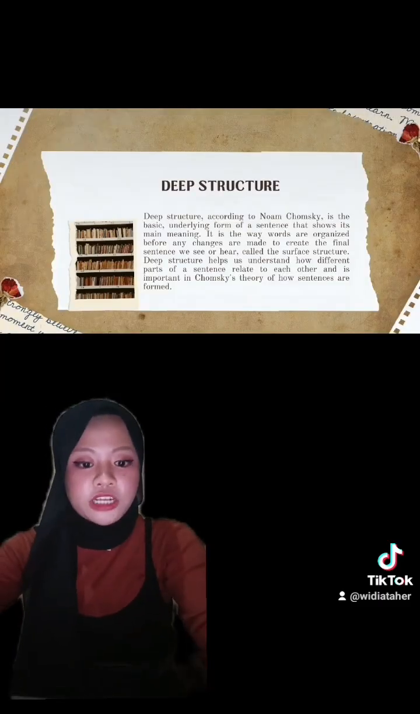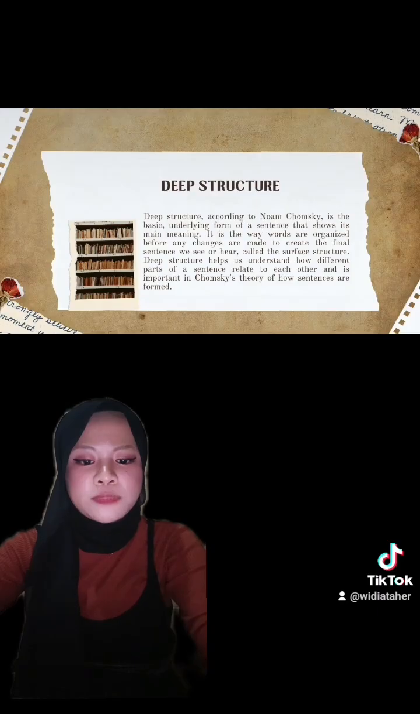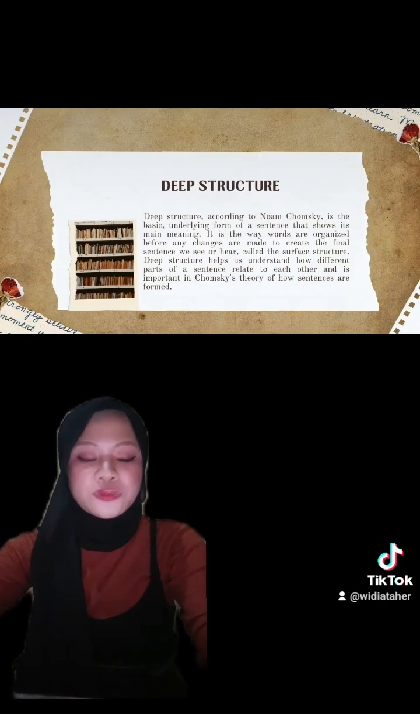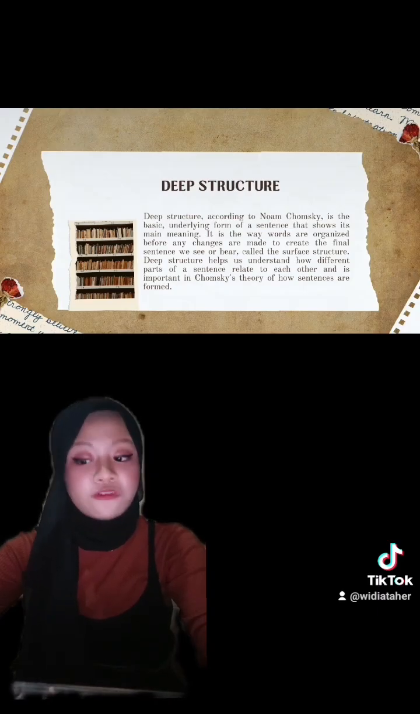Deep structure, according to Noam Chomsky, is the basic underlying form of a sentence that shows the main meaning. It is the way words are organized before any changes are made to create the final sentence we see or hear, called the surface structure. Deep structure helps us understand how different parts of a sentence are related to each other. It's important in Chomsky's theory of how sentences are formed.